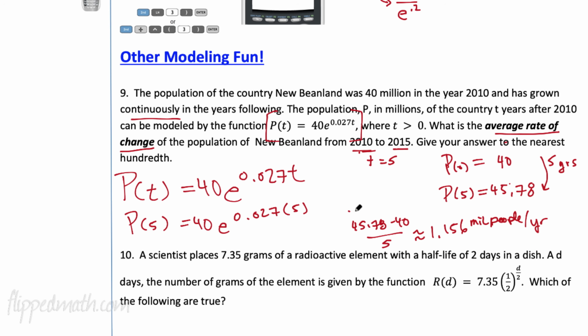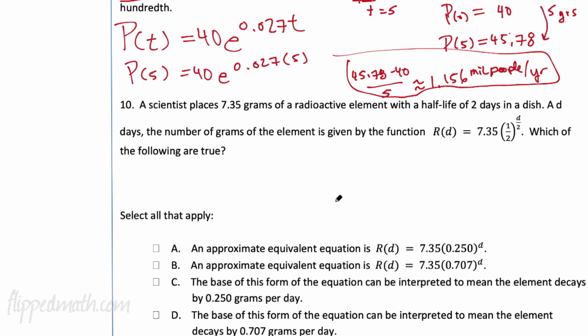Awesome. I hate that box though because it goes in the next problem. So let's do the last problem. Scientist places 7.35 grams of radioactive element. Now you know radioactive things, they decay. And we kind of talked about half-lives before. But as I said, after D days, the number of grams of the element is given by this function. As I said, they give you the functions a lot.